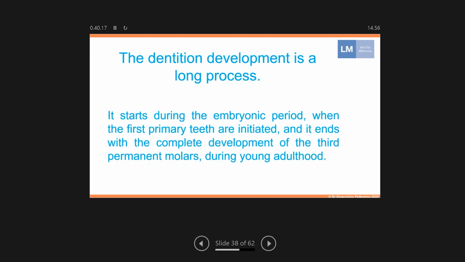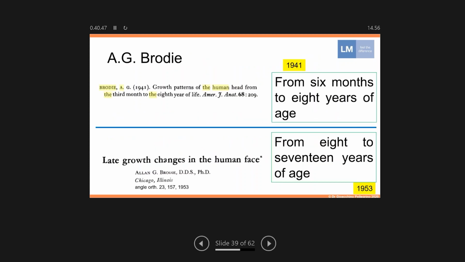It starts very early during the embryonal period, and is very important when the first deciduous teeth appear. It changes completely the biology of this structure, and it will complete with the eruption of the third permanent molars at about 17-18 years of age.